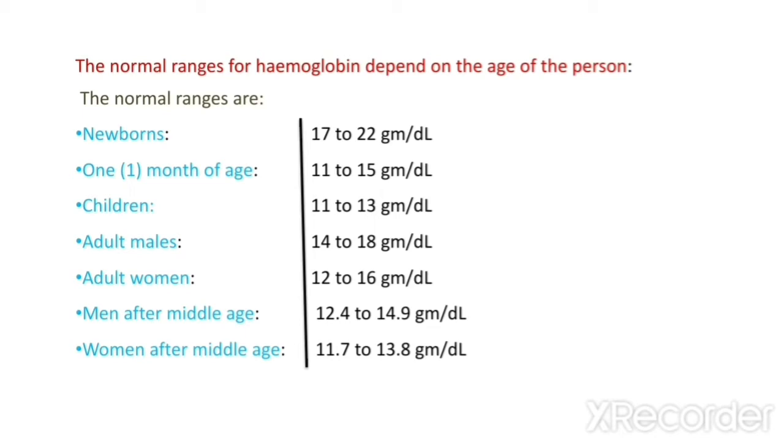For adult males, it is 14 to 18 gram per deciliter. For adult women, it is 12 to 16 gram per deciliter. For men after middle age, that means after 50 years of age, it is 12.4 to 14.9 gram per deciliter. And for women after middle age, it is 11.7 to 13.8 gram per deciliter.